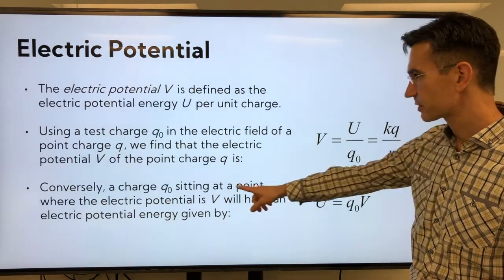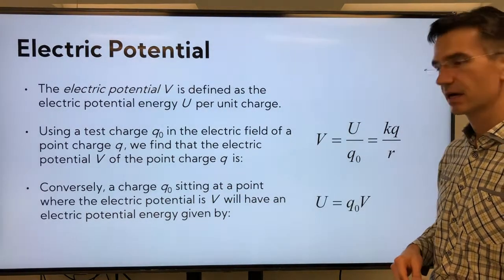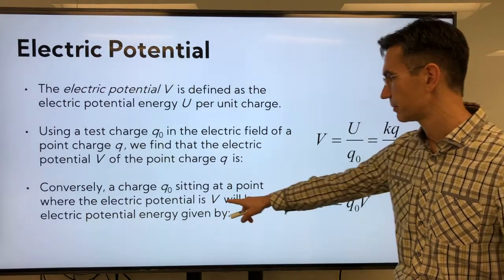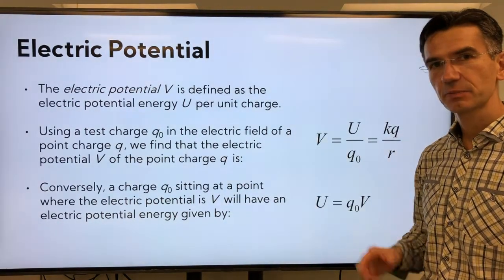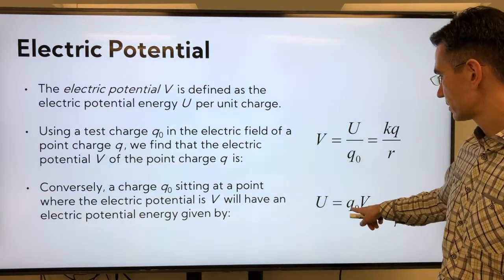And conversely, if we have our test charge Q0 that is sitting a certain distance at a certain point where the electric potential is given by V, then the electric potential energy of the charge Q0 will be Q0 times V.